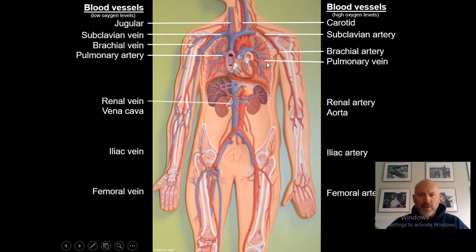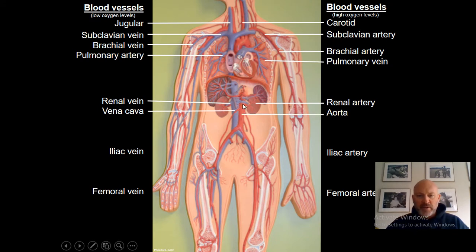Pulmonary vein. Renal veins bringing blood into the kidneys. Renal arteries bringing blood into the kidneys. Renal veins draining blood from the kidneys. The vena cava, well, this is a vena cava. This is also the vena cava. This is the superior vena cava. This is the inferior vena cava. This drains blood from the lower parts into the right atrium.